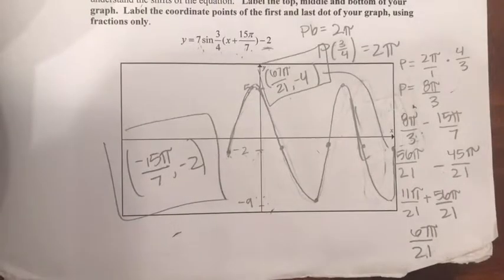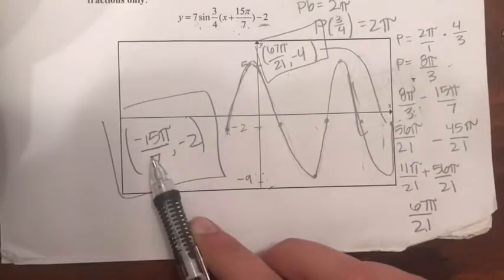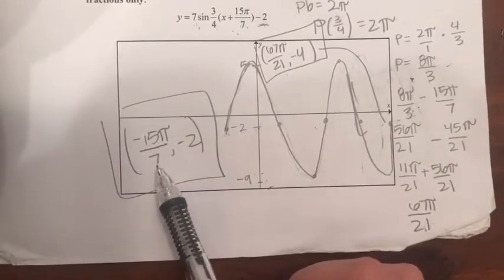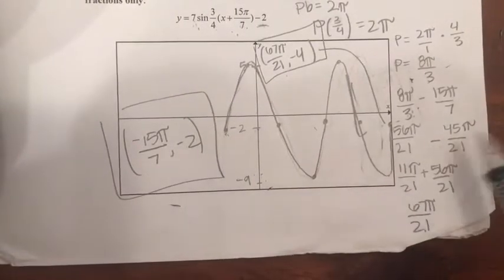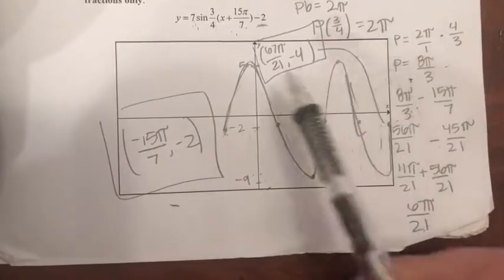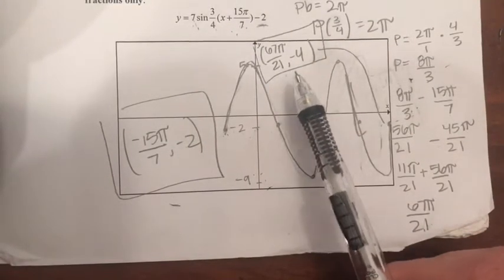Okay, for this last one, you should have the hang of it by now, so just check your answers. We get, for your first coordinate, negative 15 pi over 7, comma negative 2. And then for the last one, which is the end of your second cycle, is 67 pi divided by 21, comma negative 4.